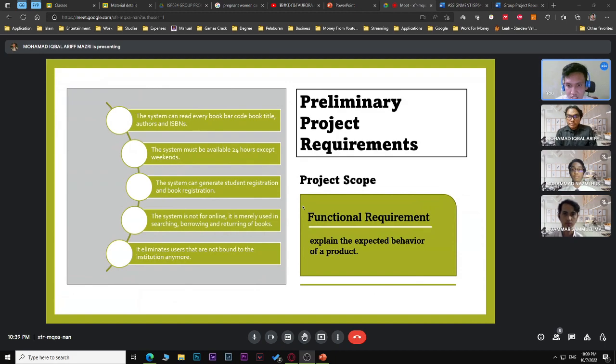The system is not for online. It is merely used in searching, borrowing, and returning books. It also eliminates users that are not bound to the institution anymore.